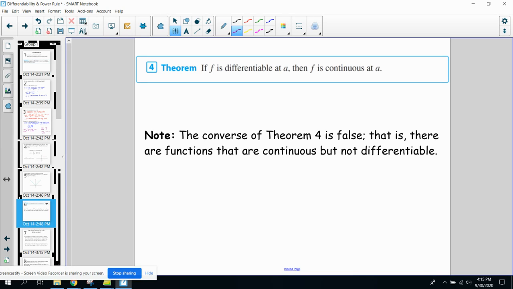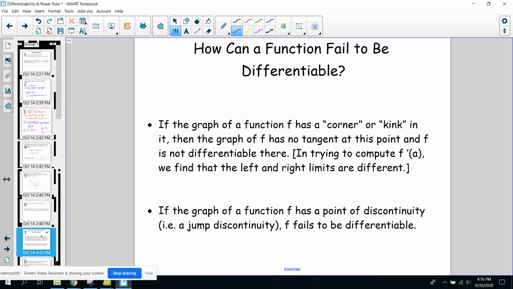Another important piece about differentiability is that if f is differentiable at a, so at a particular point, then f is continuous at a. Okay, so if something is differentiable at a point, it is also continuous at that point. But you want to be careful because the converse of that is not true. So if a function is continuous, it does not mean that it's differentiable. Again, just to repeat myself, if something is differentiable at a point, it is also continuous. However, if something is continuous, it doesn't mean that it's differentiable. And we're going to look at examples of that.